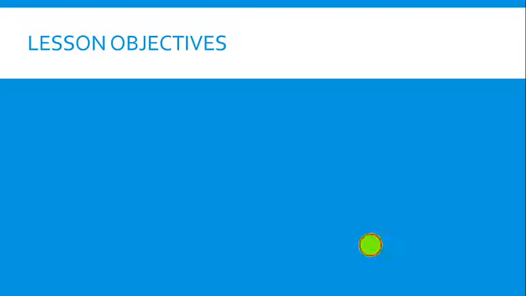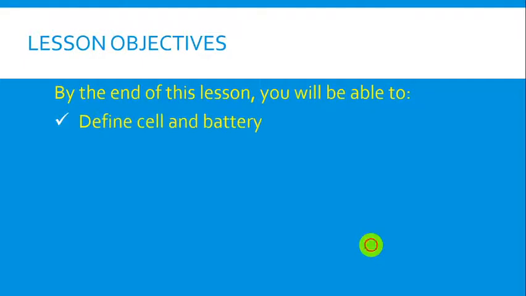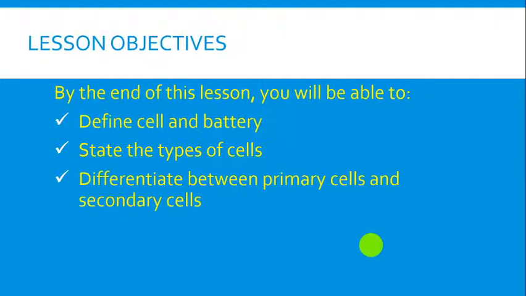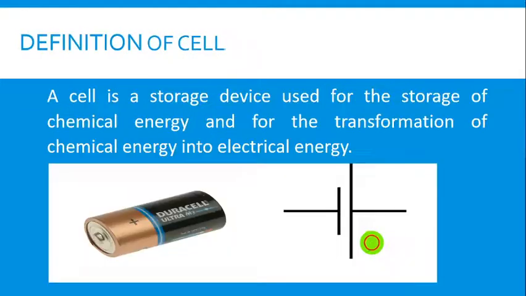By the end of this lesson, you will be able to, one, define cell and battery. Two, state the types of cells that we have. And three, differentiate between primary cells and secondary cells.